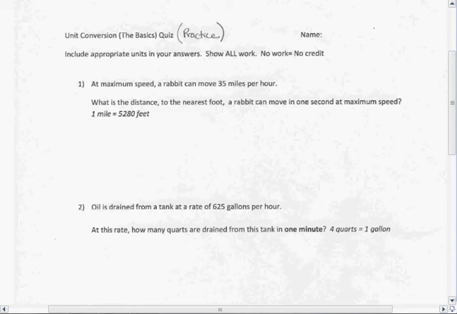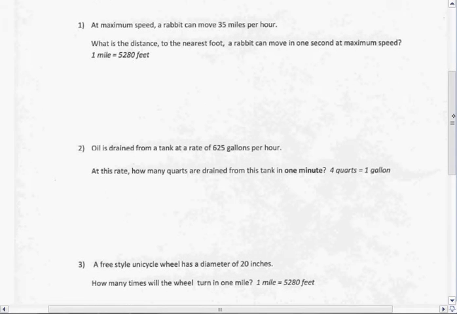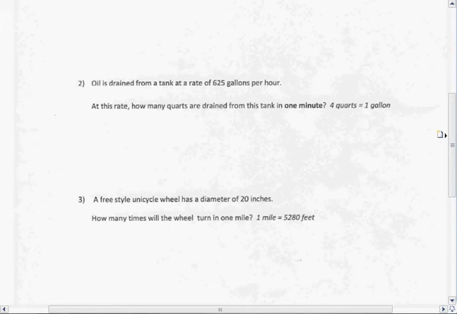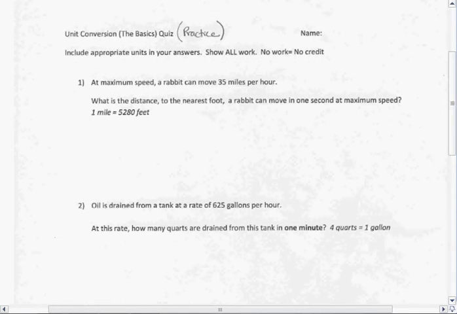The three questions on this handout, Unit Conversions, the Basics quiz, are practice for your real quiz tomorrow. There are three different kinds of problems. There's one with multiple unit conversions, one that requires you to find the circumference first, and one that requires several conversions of the same unit. So we'll start off with number one.